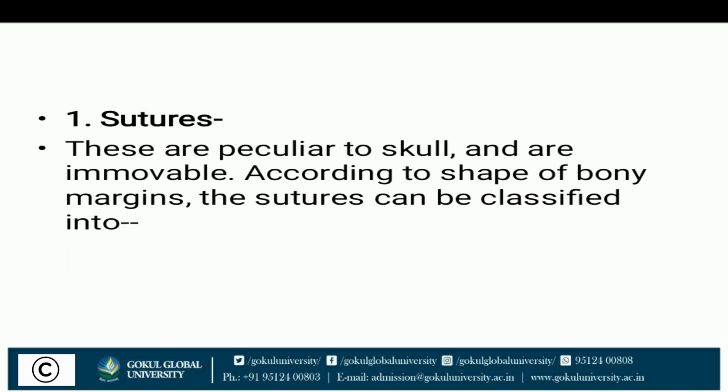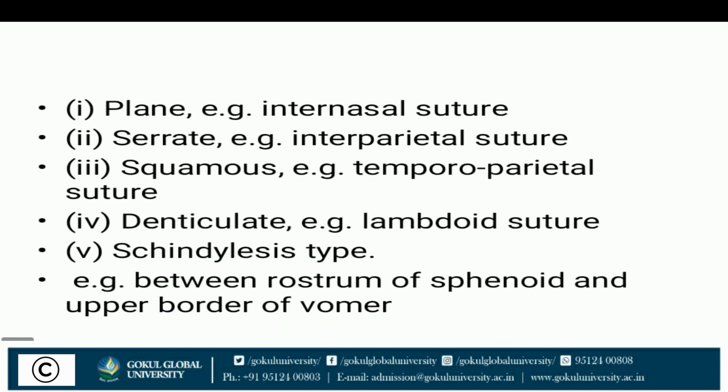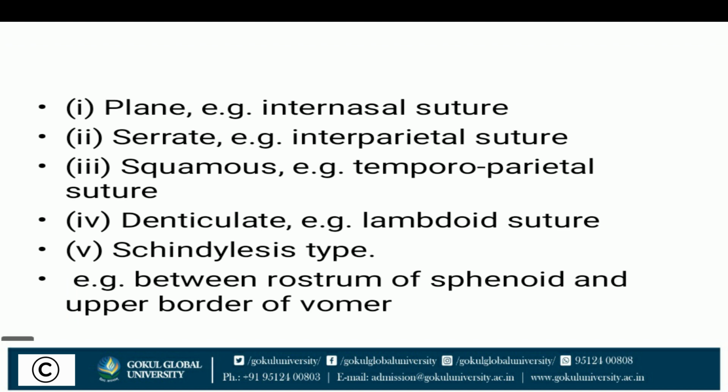According to shape of bony margins, the sutures can be classified into plain, serrated, squamous, denticulate and syndesmosis. In plain suture, example is internasal suture. Serrate, example interparietal suture. Squamous, example temporoparietal suture. Denticulate, example lambdoid suture. Syndesmosis, example between rostrum of sphenoid and upper border of vomer.